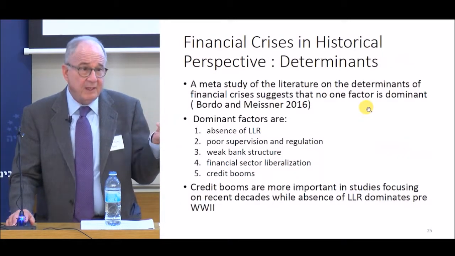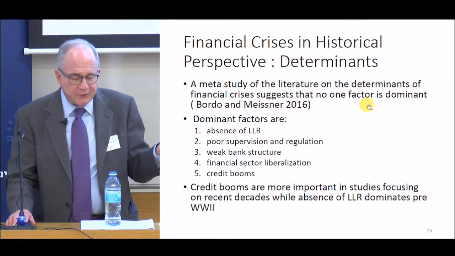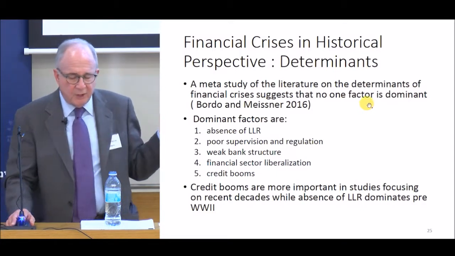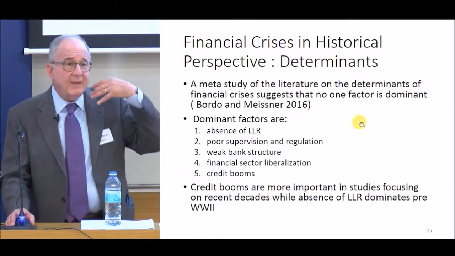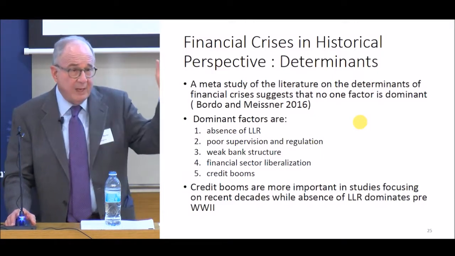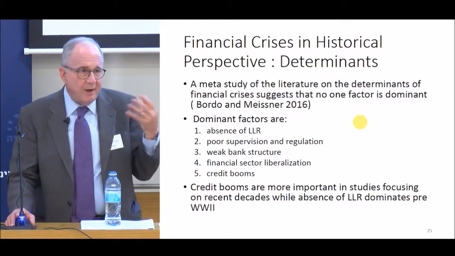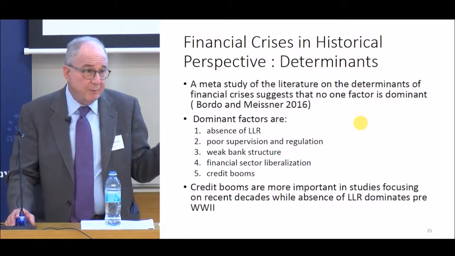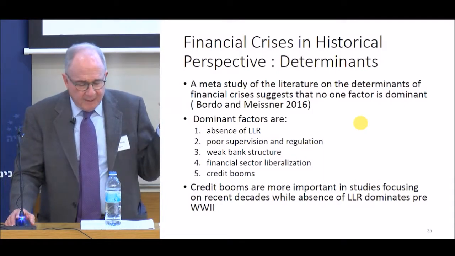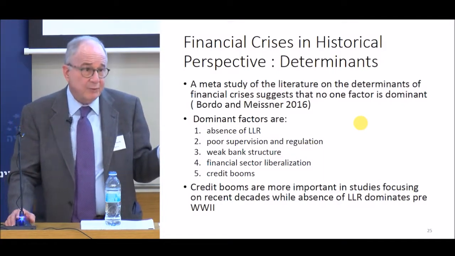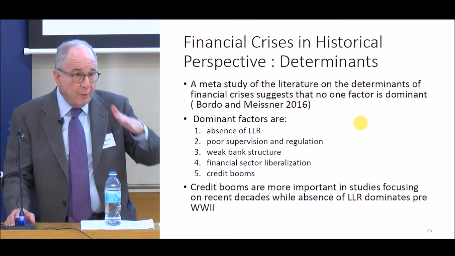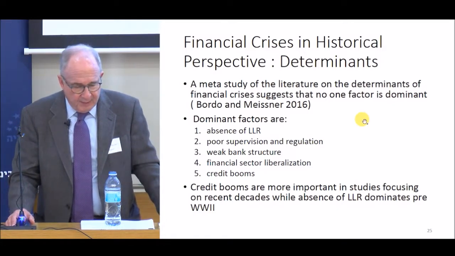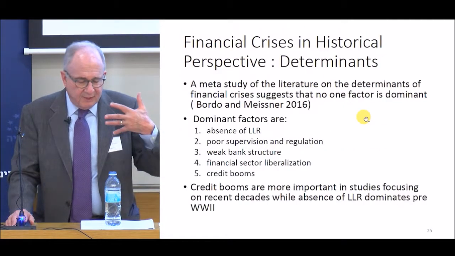Another thing we did was a study to see what were the determinants of financial crises. Chris Meisner and I did a meta-study of the whole literature on the determinants of financial crises. We looked at every paper and what are the key things that come out, and there are a lot of reasons behind financial crises: absence of a lender of last resort, poor supervision and regulation, weak bank structure, financial sector liberalization, and credit booms. So these are the key things. The credit booms become more important in the studies that focus on the period since the 1970s. So that's just giving you the history.